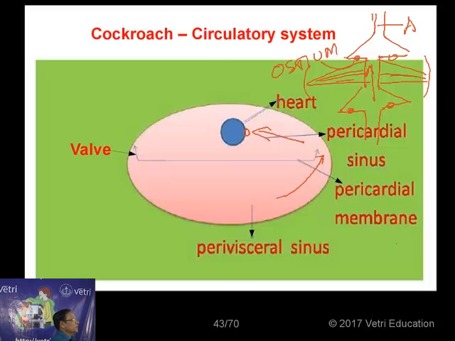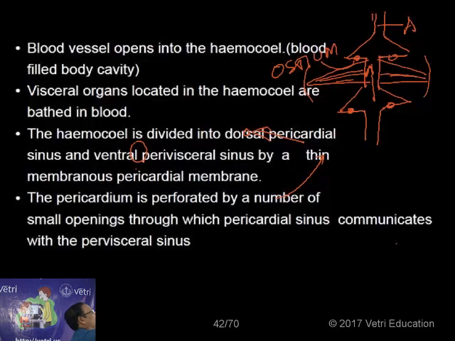Here you see the perivisceral sinus, the lower one, and the pericardial sinus, the upper one. This is the pericardial membrane separating these two. We also have the openings. This is a valve, a gate which can be closed or open, but it allows the flow of blood only in one direction, from the perivisceral sinus to the pericardial sinus, from where the blood enters into the heart through the ostium.